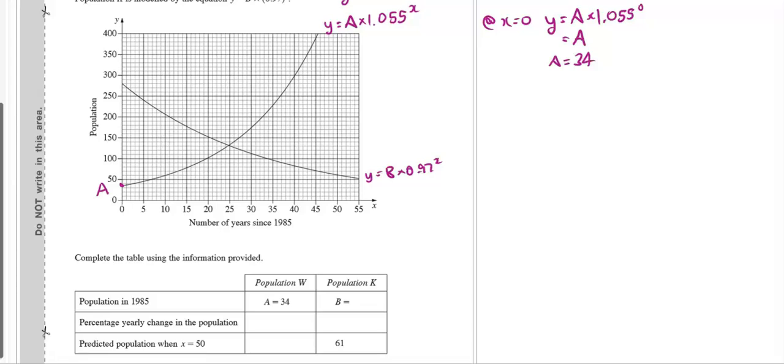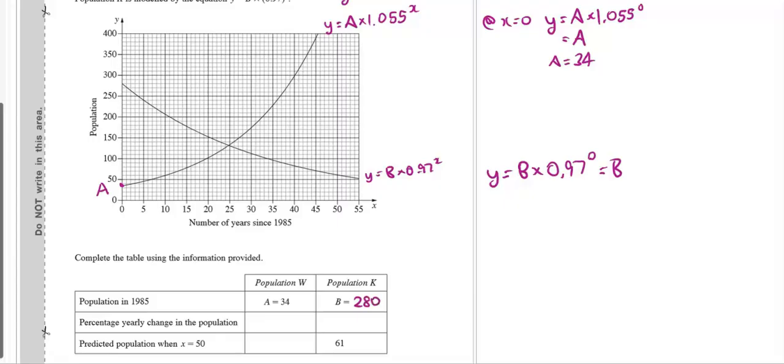We're asked to find the value of capital B. That must be when x is 0. So if I sub in x equals 0 in this one, y equals b times 0.97 to the 0, I just get that y equals b initially, and I can see what that is from the y-axis. It's at about b equals 280.